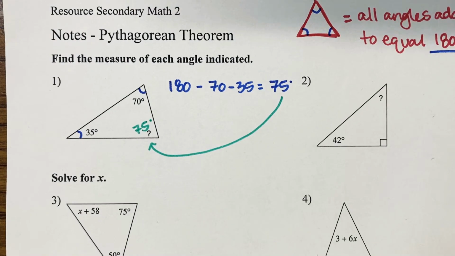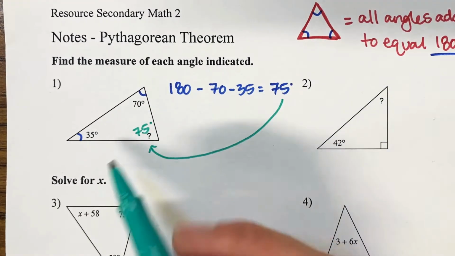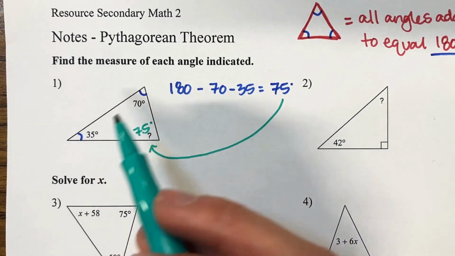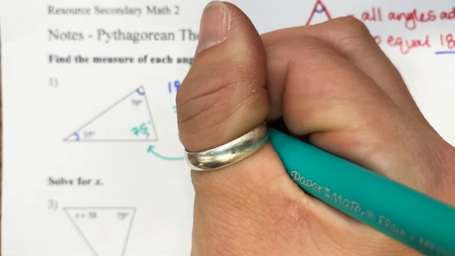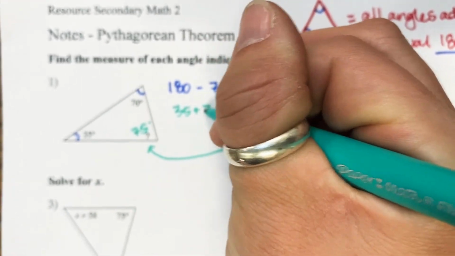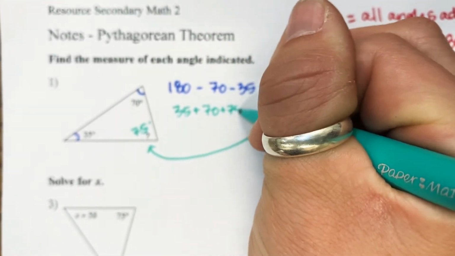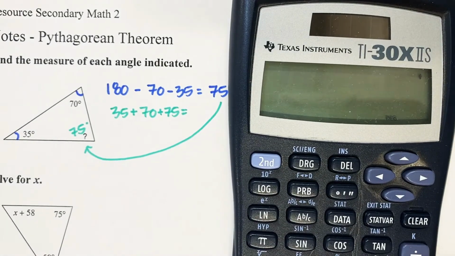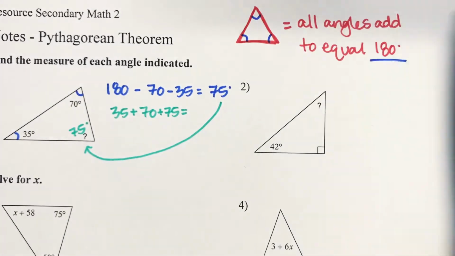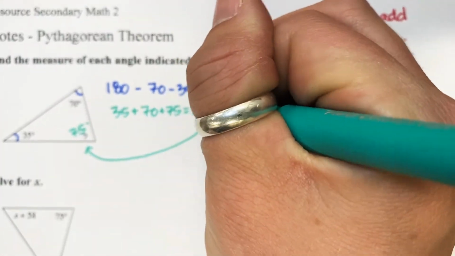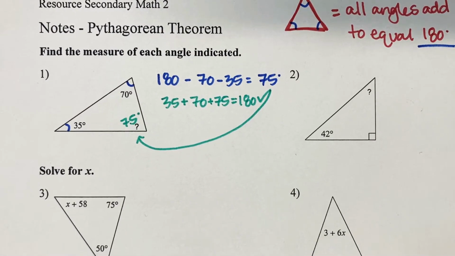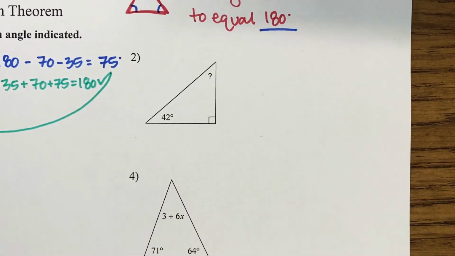Just to be sure, let's check our work. Now all three of these angles should add to equal 180. So let's take the three angles: 35 plus 70 plus 75. Let's double check our work. 35 plus 70 plus 75, and that does equal 180. So we're good. Check.